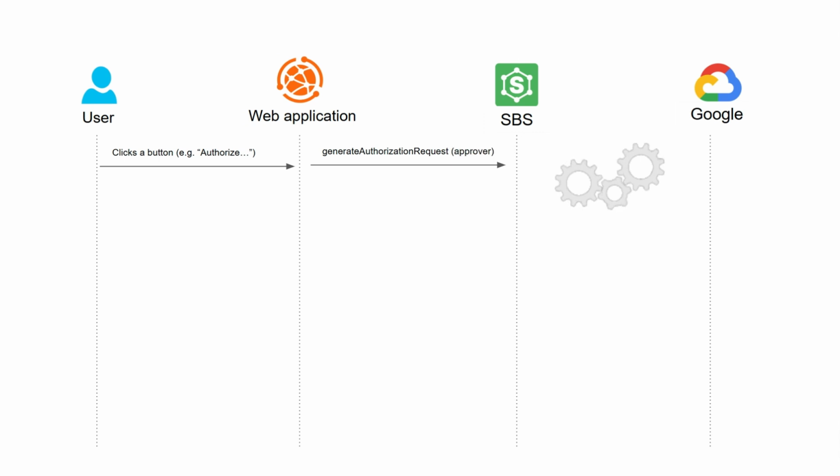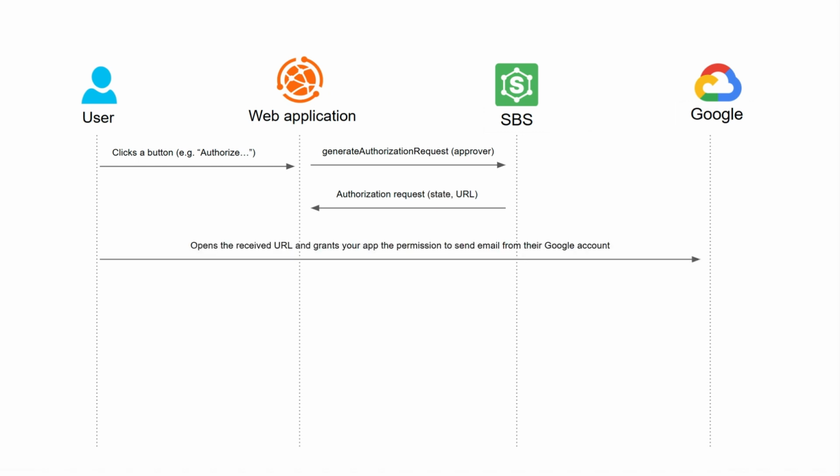The SBS API returns a URL to which the user should be redirected and a state parameter that you will need in a subsequent step. The user clicks the received URL and is redirected to a Google consent screen where they authorize your application to send email on their behalf.